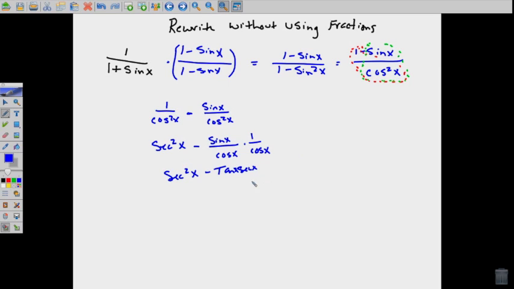And that's as far as we really care to go. I could factor out one of the secants, but it really doesn't help me out at all. The main important thing about rewriting from fractional form is this idea of multiplying by the conjugate. Once you multiply by the conjugate, the rest can flow from there if you recognize the identities. But this is the part that's a little bit different: multiplying by the conjugate of the denominator.